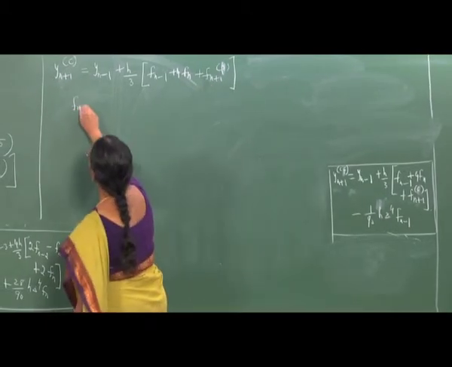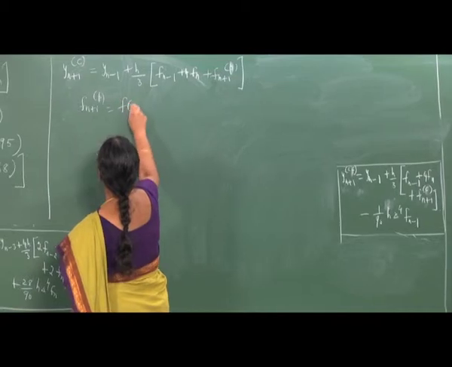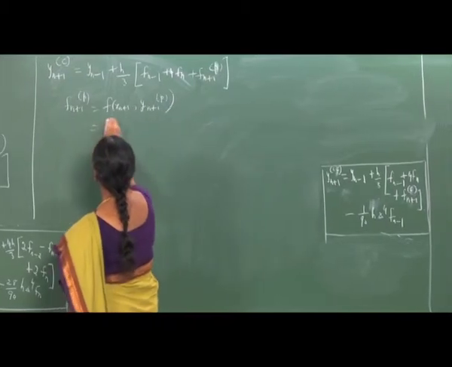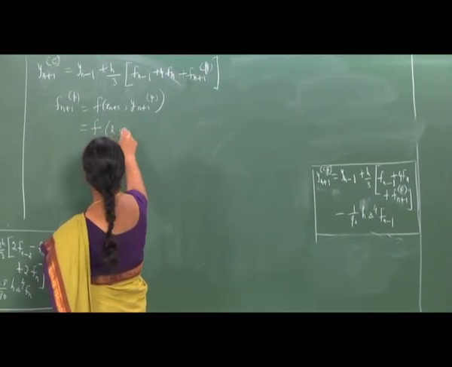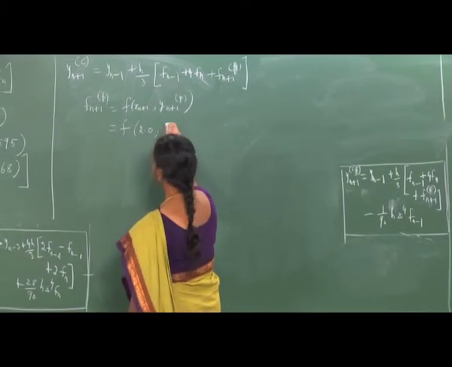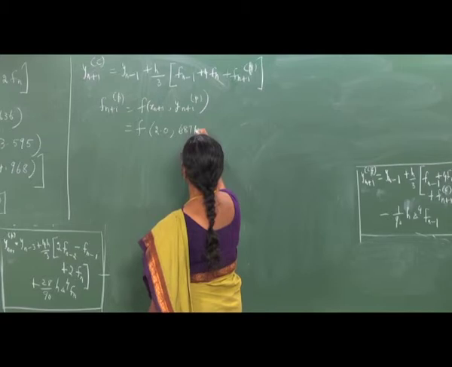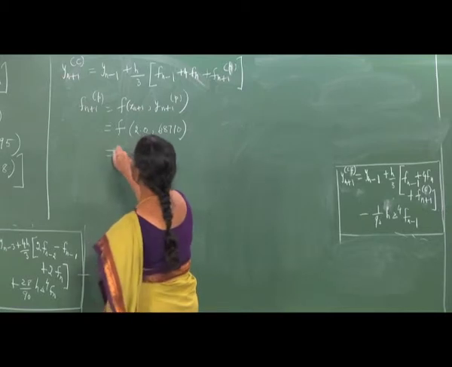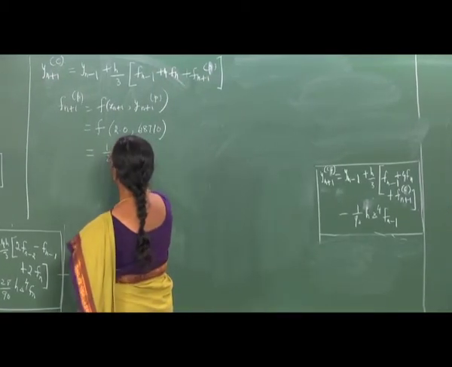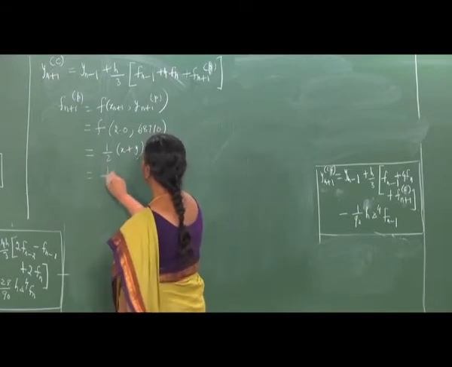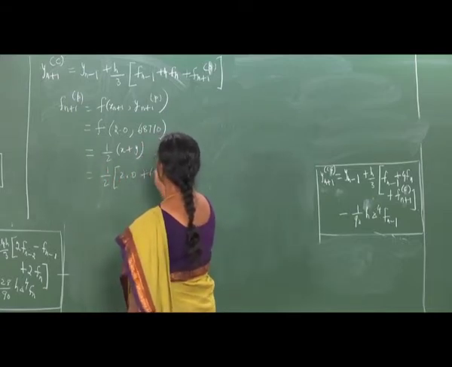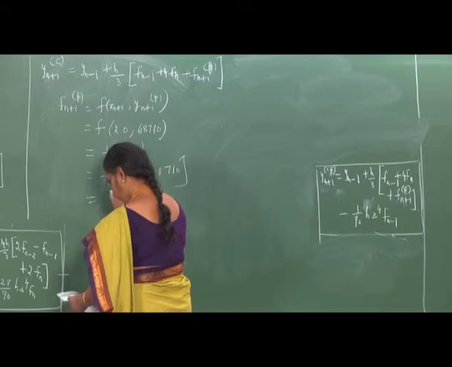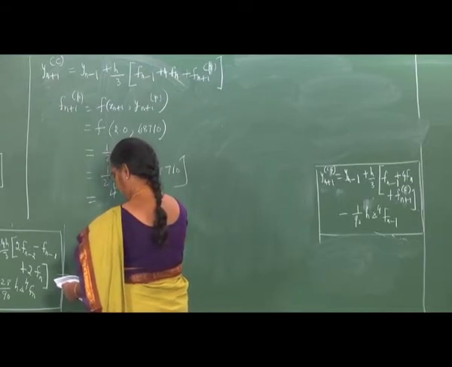What is this fn plus 1 predicted value? That is f of xn plus 1, yn plus 1 predicted. So, that is f at, what is xn plus 1? 2. What is yn plus 1 predicted? We just now computed it, which is 6.8710. So, evaluate this. What is f of x comma y? It is half of x plus y. So, that is half of 2 plus 6.8710, and that is equal to 4.4355.